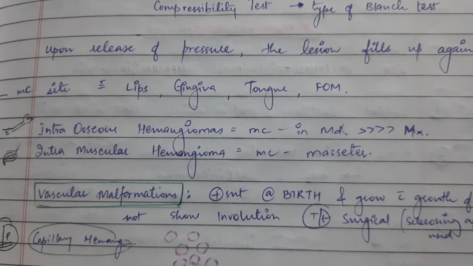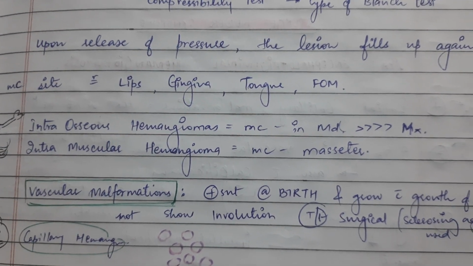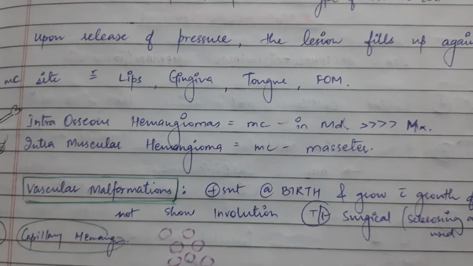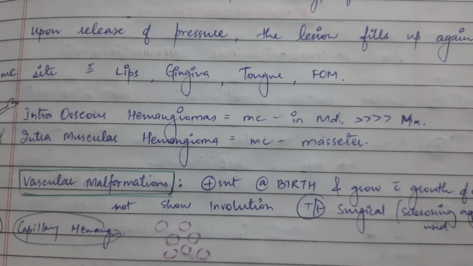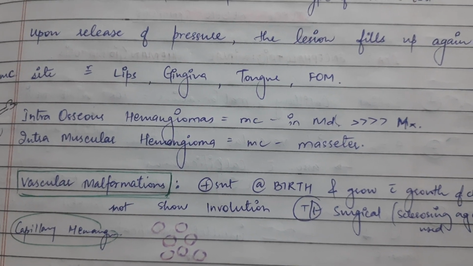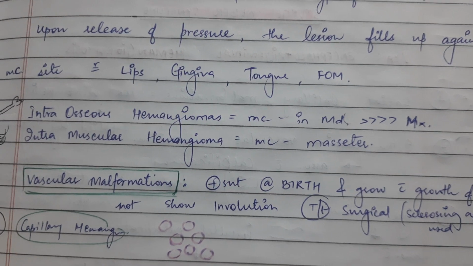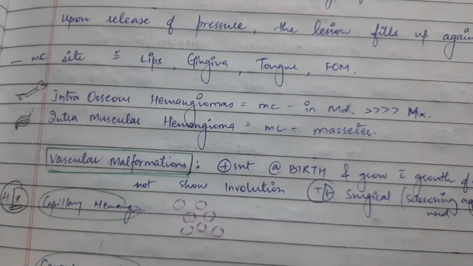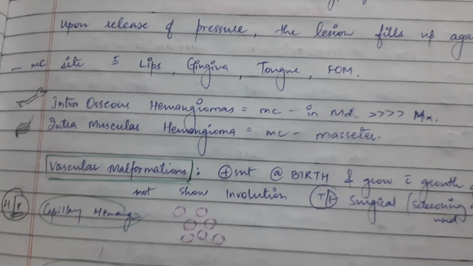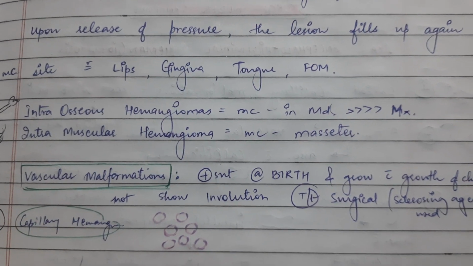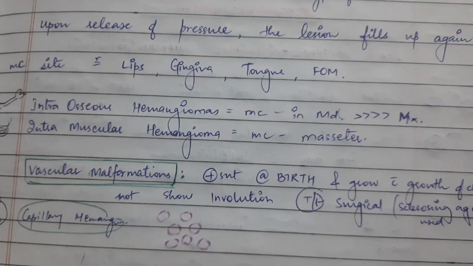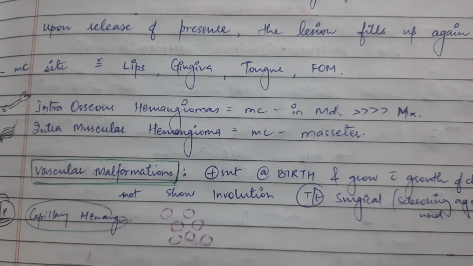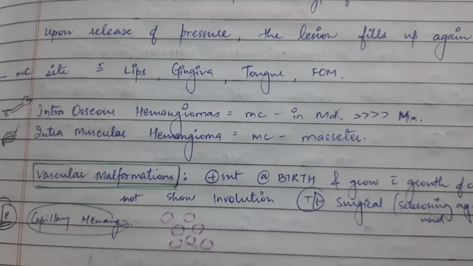Most common site is seen on lips, gingiva. Lips are more red, so the Blanch test will be seen well. So more common site is lips, then gingiva, then tongue, then floor of mouth mucosa. Intraosseous hemangioma is more common in mandible than maxilla. Then intramuscular hemangioma is most common in masseter.